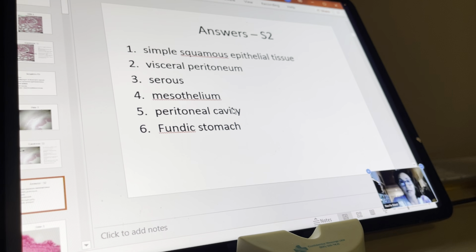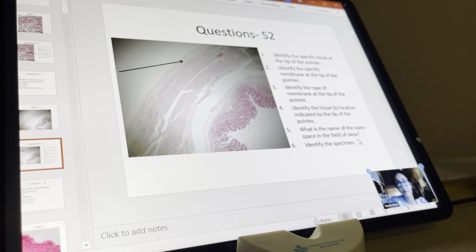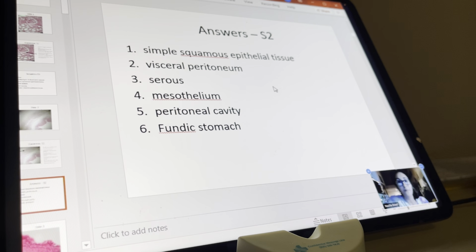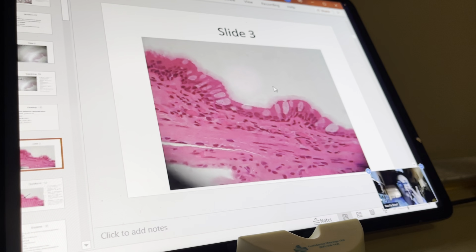And basically, we're looking at that space, the peritoneal cavity outside of the stomach, and it's the fundic stomach. You could say stomach, it would be the same thing. Fundic is just more specific, but you don't have to say that because this is just asking to identify the specimen. Okay, so for slide 3, this one's a really, really good one.